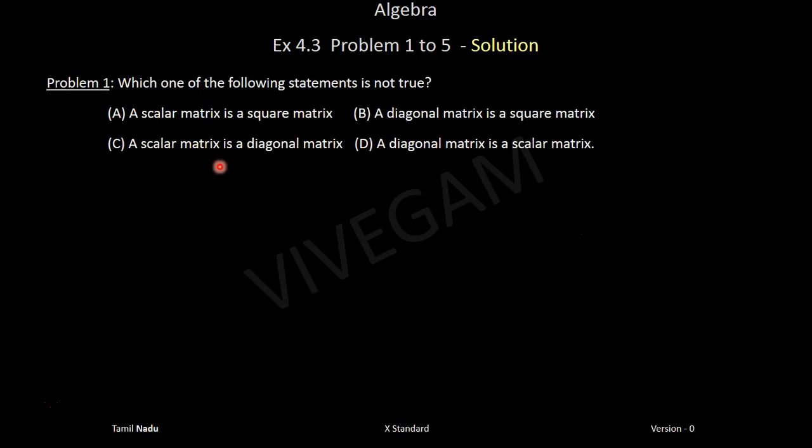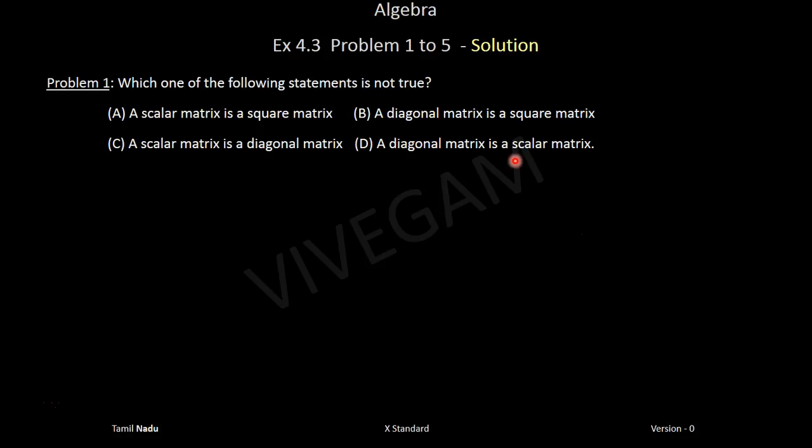That is also right, because what is our definition of a diagonal matrix? Anything other than the leading diagonal has to be 0. A scalar matrix is a diagonal matrix where the diagonal will be one constant number, like say 7, 7, 7. So this statement is also true. Now, a diagonal matrix is a scalar matrix.